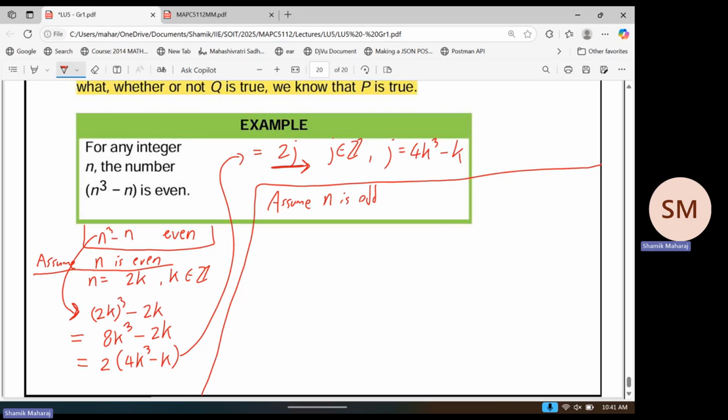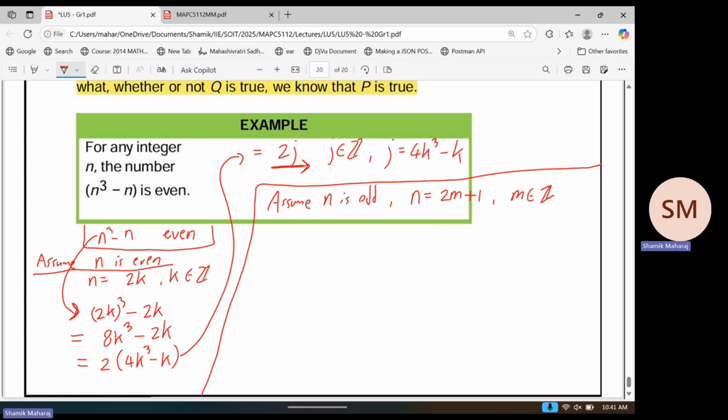I don't know, it looks like it's going to be a bit tricky, but let's just try it. If n is odd, it means I can write n as 2... what didn't I use yet? Let's use m: n equals 2m plus 1, where m is some integer.